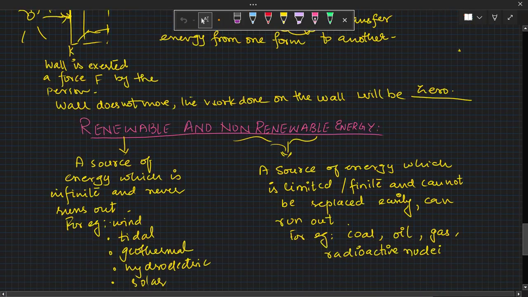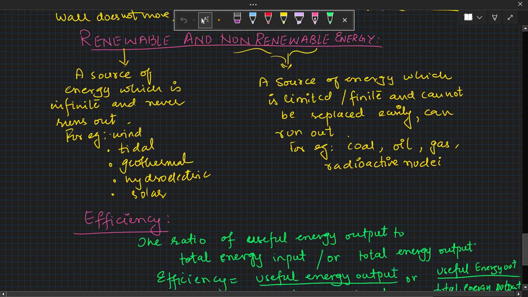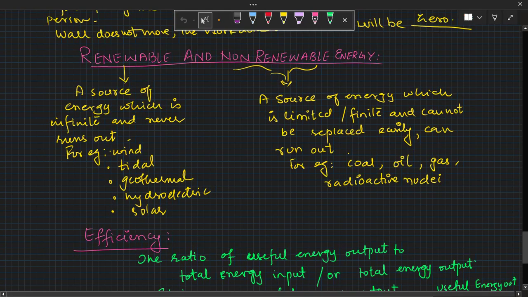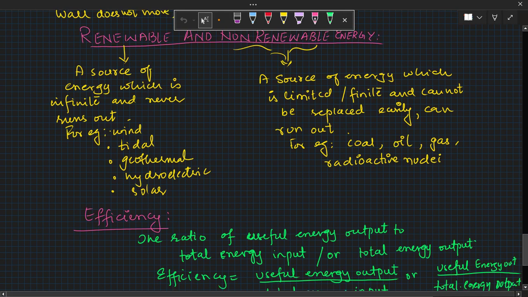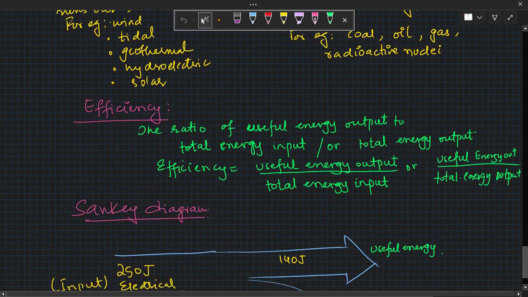And then we also talked about renewable and non-renewable energies. Renewable is a source of energy which is infinite and never runs out, like wind, tidal, geothermal, hydroelectric, and solar. Likewise, non-renewable is a source of energy which is limited, finite, and cannot be replaced easily. You can see here the examples of non-renewable energy sources. And we also talked about efficiency. Efficiency is the ratio of useful energy output to the total energy input, or we can say total energy output as well.